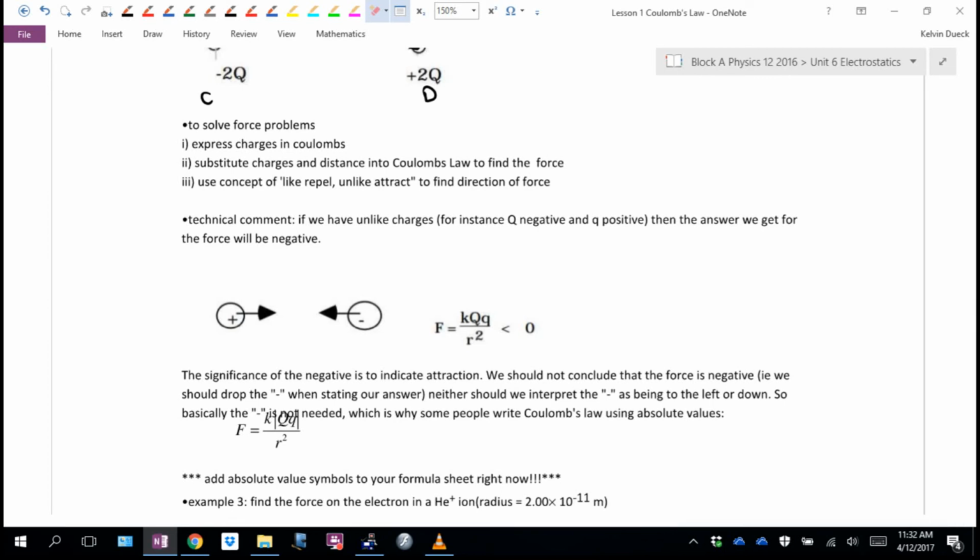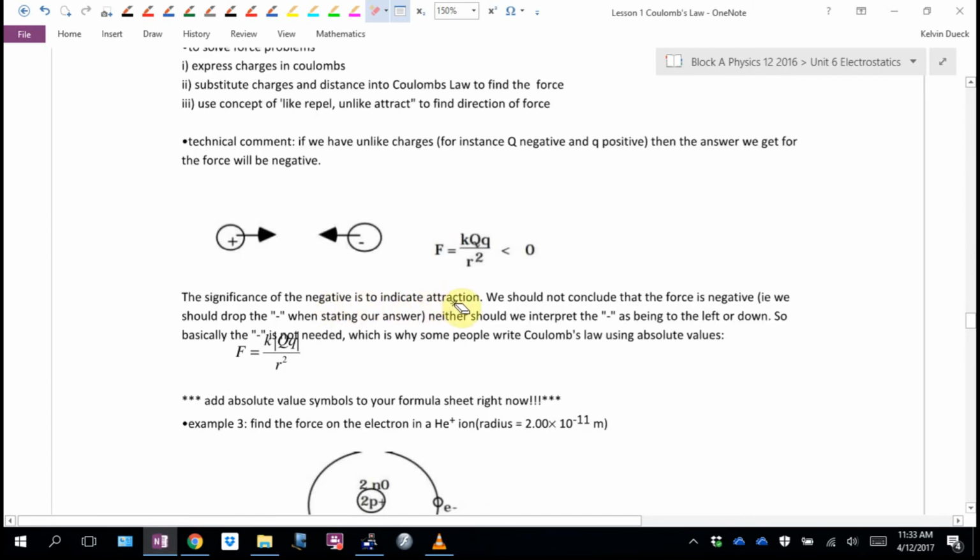A little technical comment. If we have unlike charges, one's positive and one's negative, technically the answer you're going to get is negative. We don't want a negative answer. The negative is to indicate attraction. We should not conclude that the force is negative, backwards, or whatever negative means. We should drop the negative in our answer.